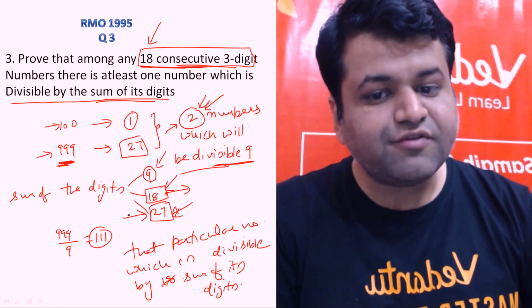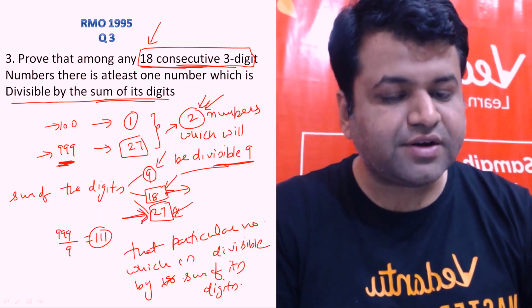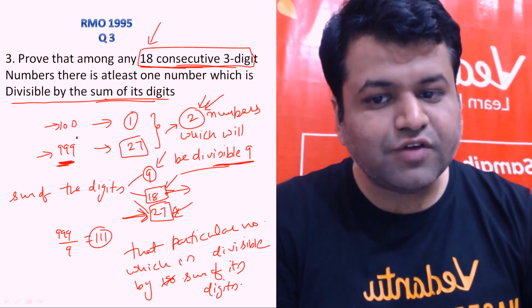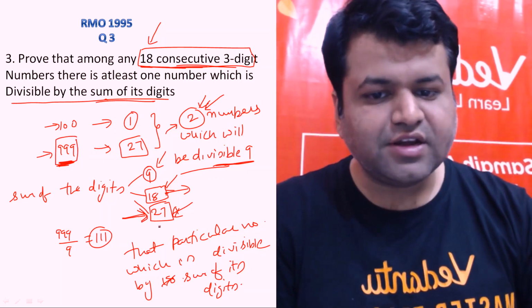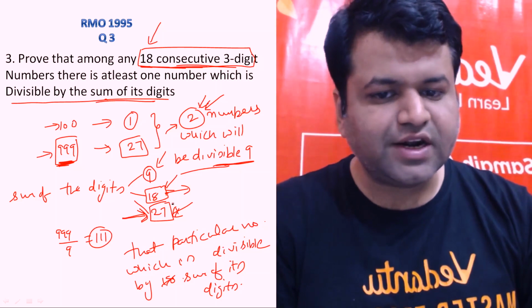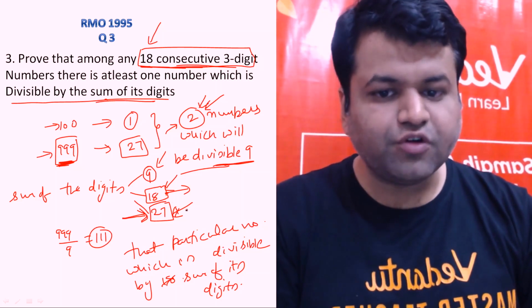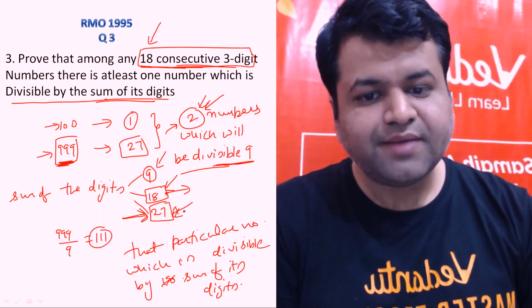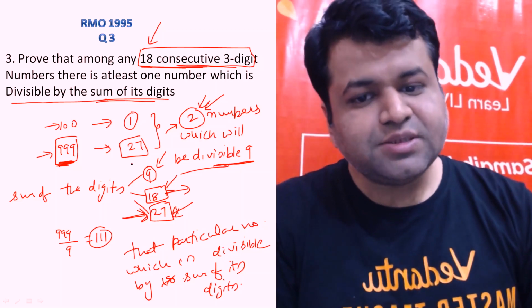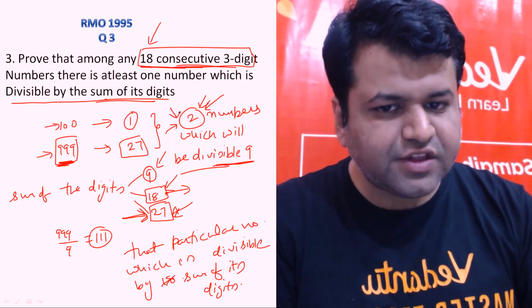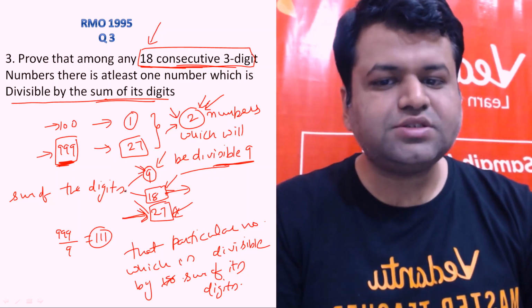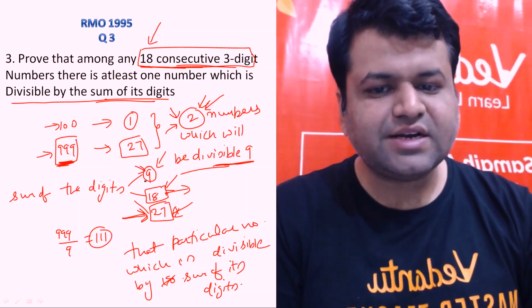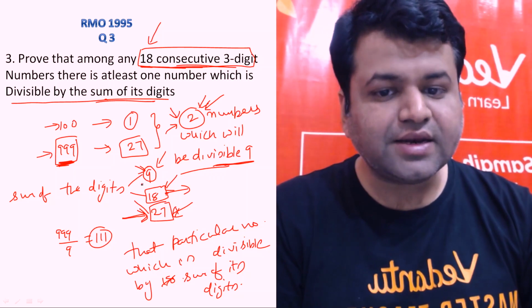We then considered what if the sum of digits is 27. Then it is fulfilled by only one number, and that is obviously divisible by 27. So if the sum of digits is 27, we are done. We have proved that at least one number is divisible by the sum of its digits. Similarly, if the sum of digits of any one of these two numbers is 9, then again we are done, because the divisibility rule of 9 says that the sum of its digits should be divisible by 9.